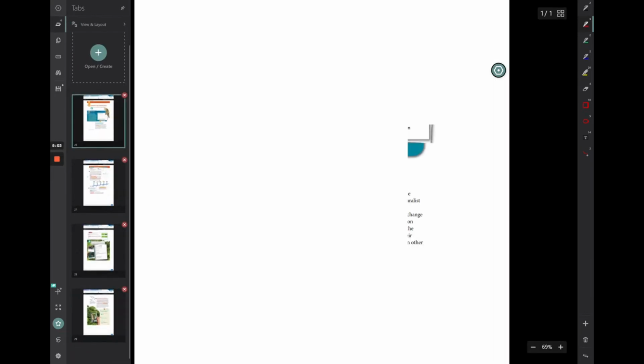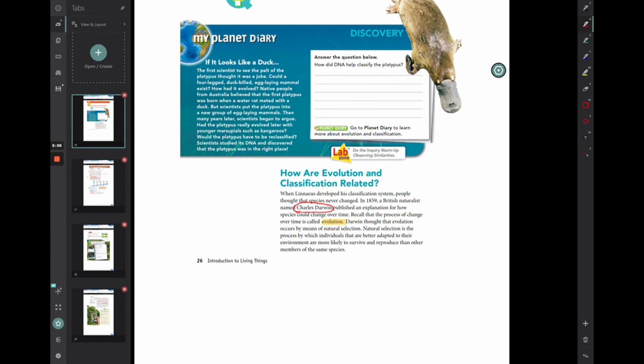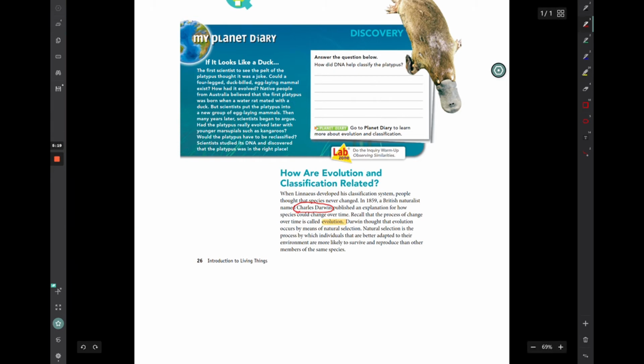Now I'm going to bounce back to the first page in this lesson and talk about Charles Darwin. He first published an explanation for how species could change over time back in like 1859. If you remember, and you've probably heard this before, the process of change over time is called evolution. So in just very general terms, it's the process of change. So organisms show some changes over time, and we're going to look at a really good example of this in just a second.